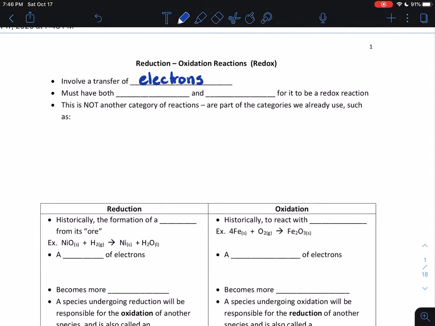So for a redox reaction to occur, you must have both reduction and oxidation. And if you don't have reduction and oxidation, it's not a redox reaction. Now, this is not a new category of reactions. Other types that we've looked at are also redox reactions. So for example, formation reactions are redox reactions. So one element has gained electrons, another has lost it. Decomposition reactions are also redox reactions.